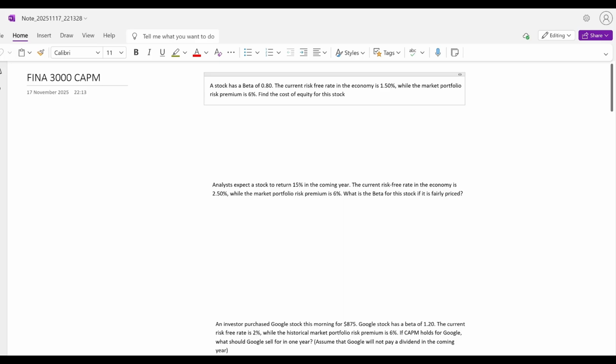Today we're going to be going over the CAPM formula and associated problems for Finance 3000. This is specifically from the UGA course. I pulled these questions from different tests and homeworks from previous semesters as well as this semester. So this is all directly from the chapter book and things that you will be learning in class.